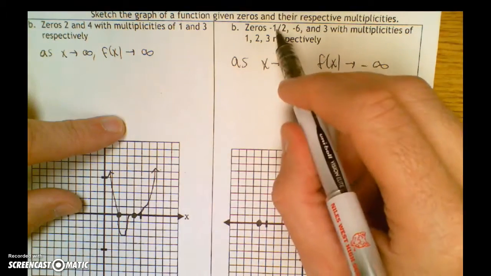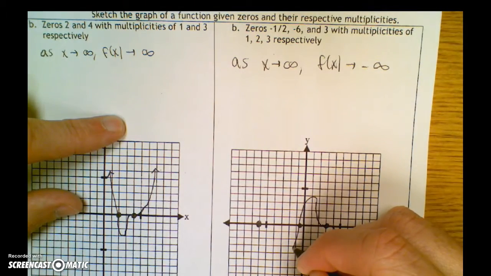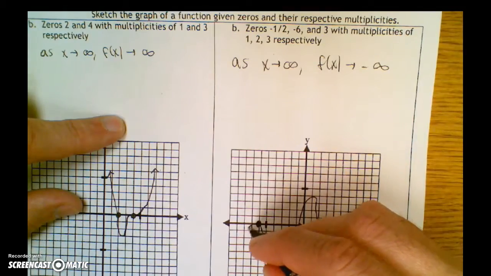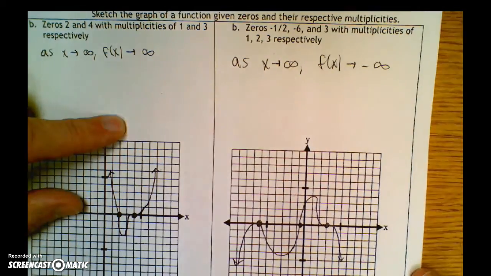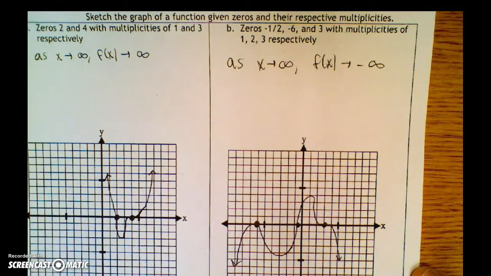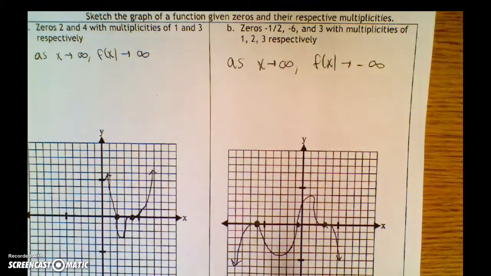Then at negative 1/2, my multiplicity was 1, so that means I go straight through it. And then at negative 6, I have to bounce. So there's the best approximation of my graph. At the 0, 3, I have a multiplicity of 3. At the 0, negative 1/2, I have a multiplicity of 1. And at the 0, negative 6, I have a multiplicity of 2 with the bounce.